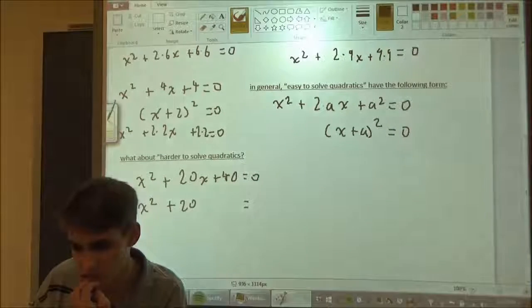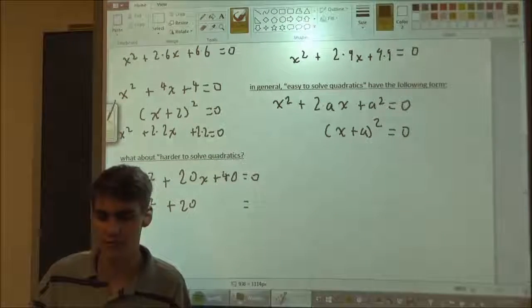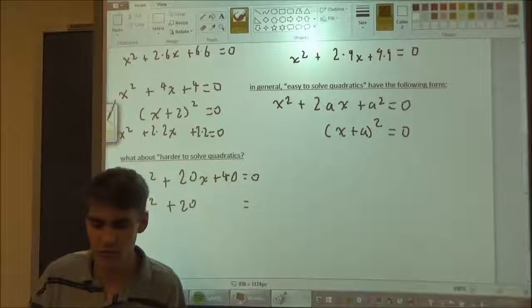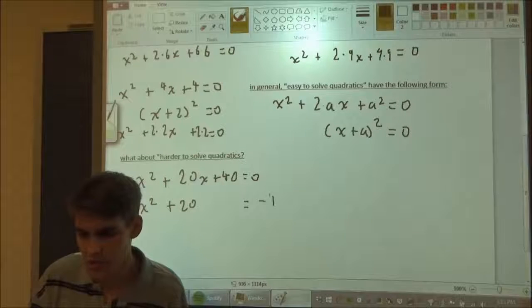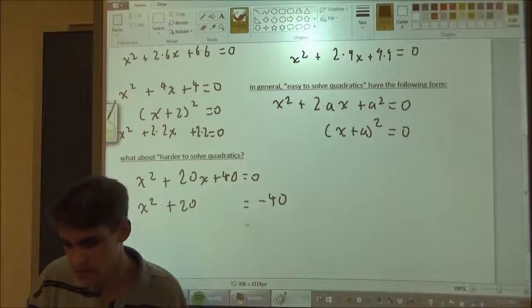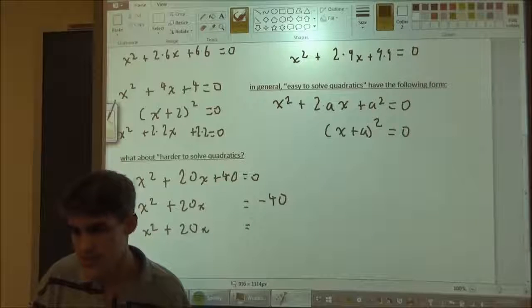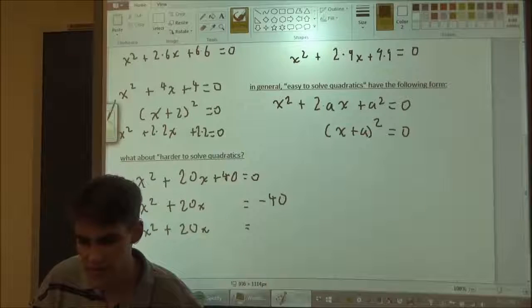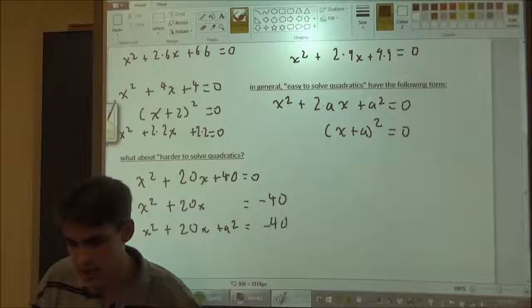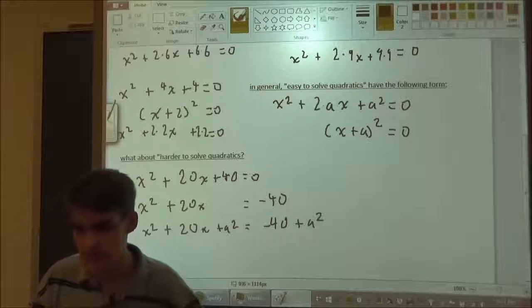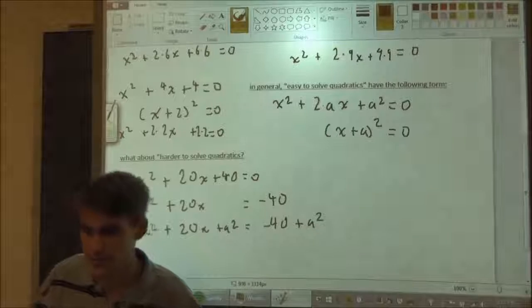The first thing I'm going to do is, well, the easy to solve quadratic doesn't have this 40. 40 is not the square of anything. So I'm going to move it over here, leave a little space here. Next thing I'm going to do is notice that there's an x missing here. But then also notice that there's no a in my quadratic yet. So I'm going to add the a squared to both sides. We're just trying to get this harder to solve one to look like the easier to solve one.